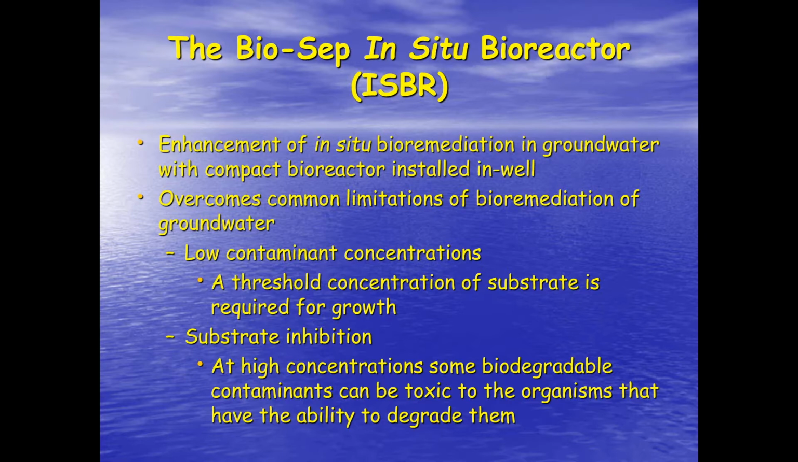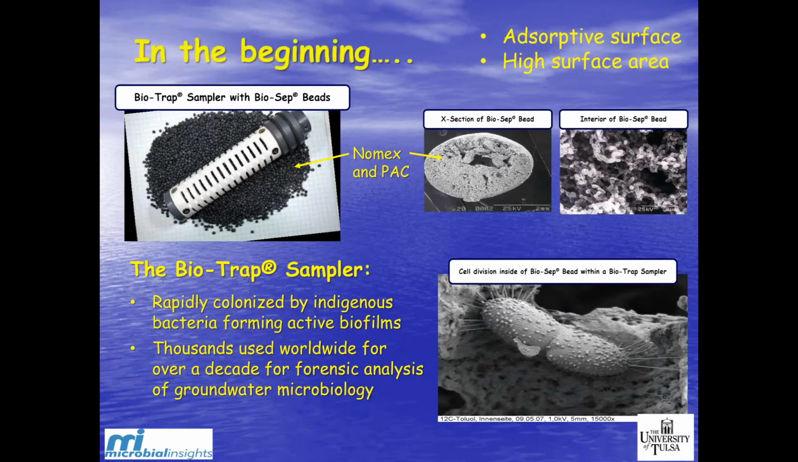Another potential limitation of biodegradation has to do with substrate inhibition. If we have high concentrations of contaminants in an aquifer that may be biodegradable, but may also be toxic to those same organisms if the concentration is too high. What I'm going to show you, with a couple of case studies, is how we can overcome some of these limitations, the low contaminant concentration and substrate inhibition.